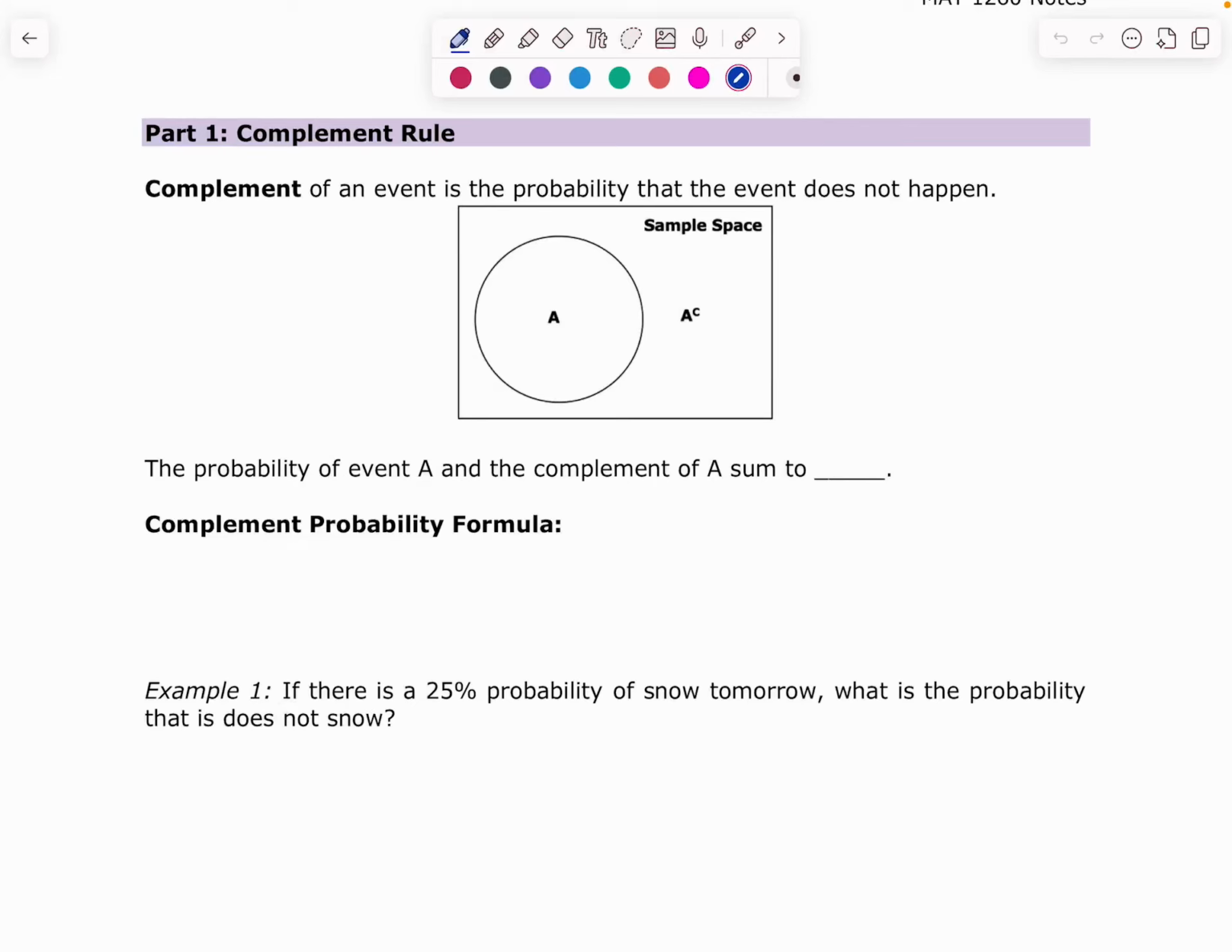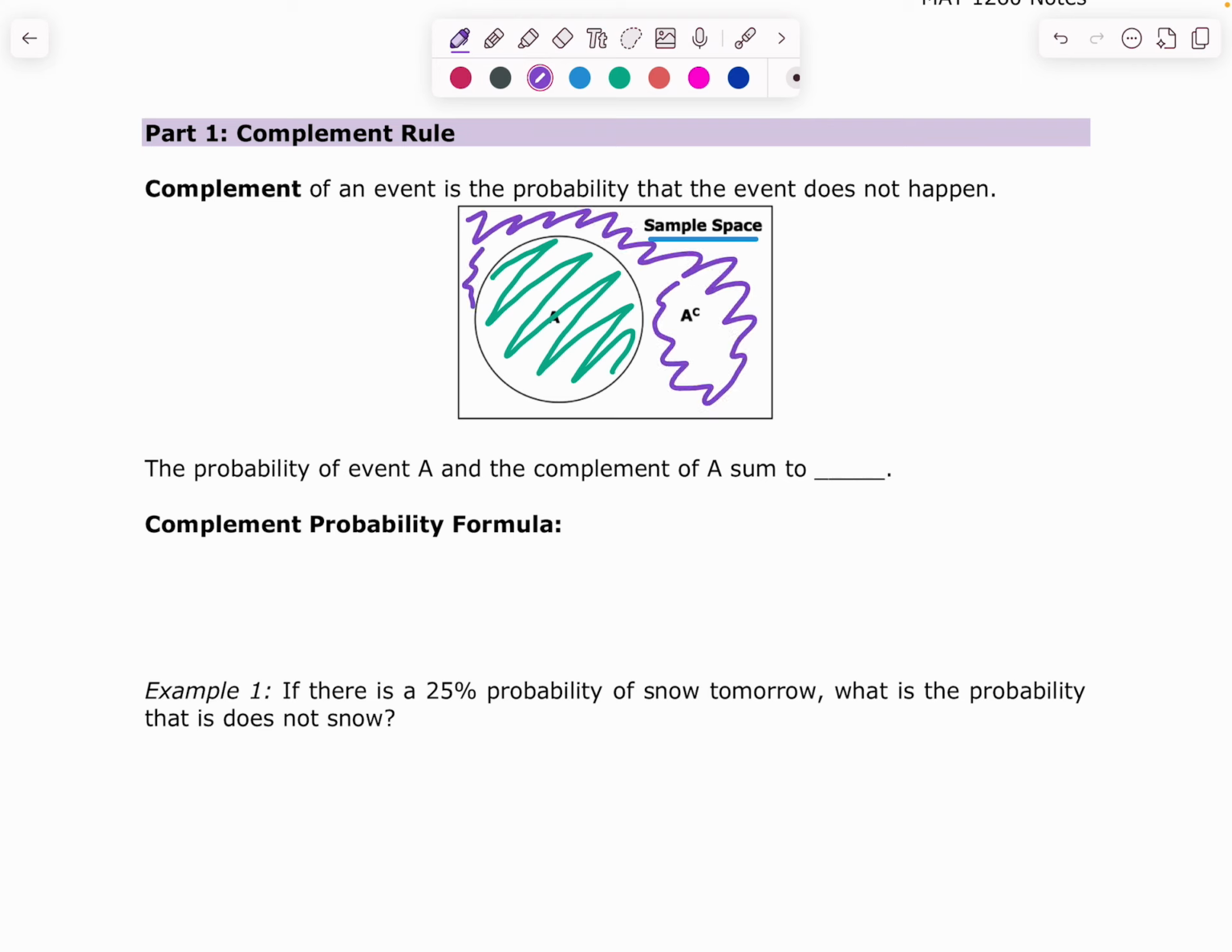In this video, we are going to look at a probability rule called the complement rule. The complement of an event is the probability that the event does not happen. So in this picture, we have an illustration of what this event is. If we have the sample space, which is everything within this box, then we have the probability of the event A, which is everything inside this circle. And then the complement of A would be everything that is inside the sample space, but not within the circle of the event A. So it's everything else, all the other outcomes.